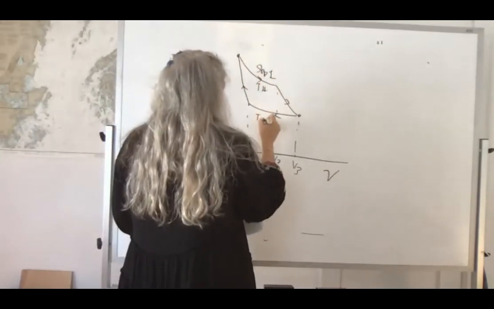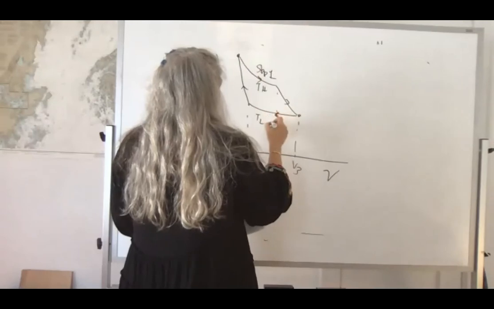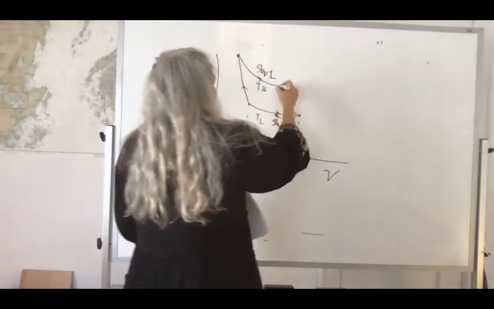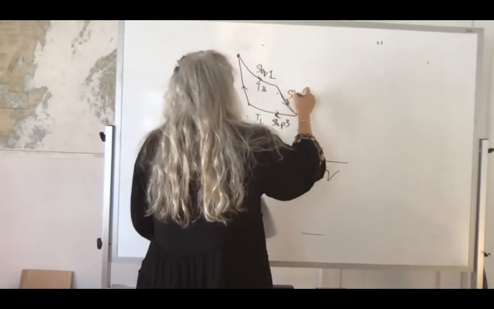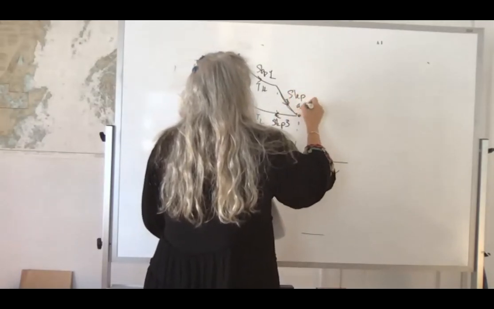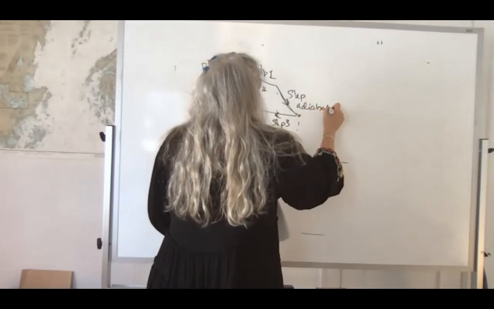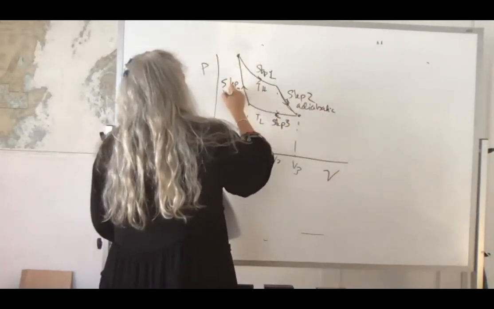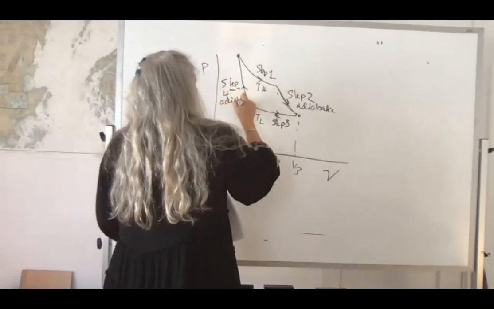This was TL, that's step 3, and that's on an isothermal curve. These two, this is step 2. That's on an adiabatic curve. And this step 4 is also adiabatic.